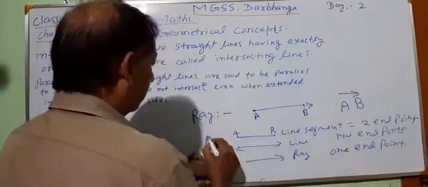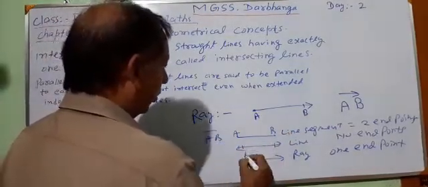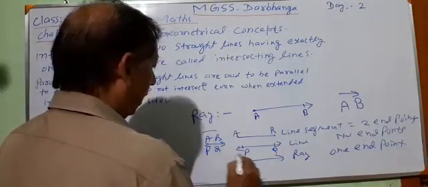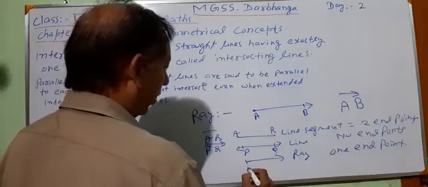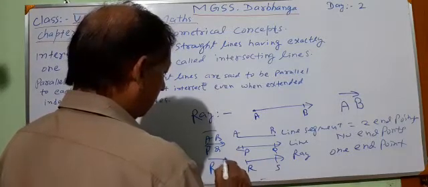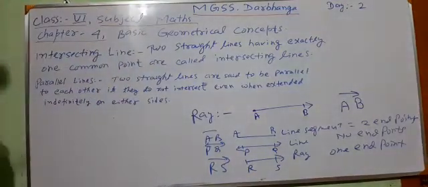We shall write it as line segment AB. Line has no end point, PQ. We shall write PQ. And ray has one end point, RS. Right here, RS. This is ray. Now we have to read a new topic.